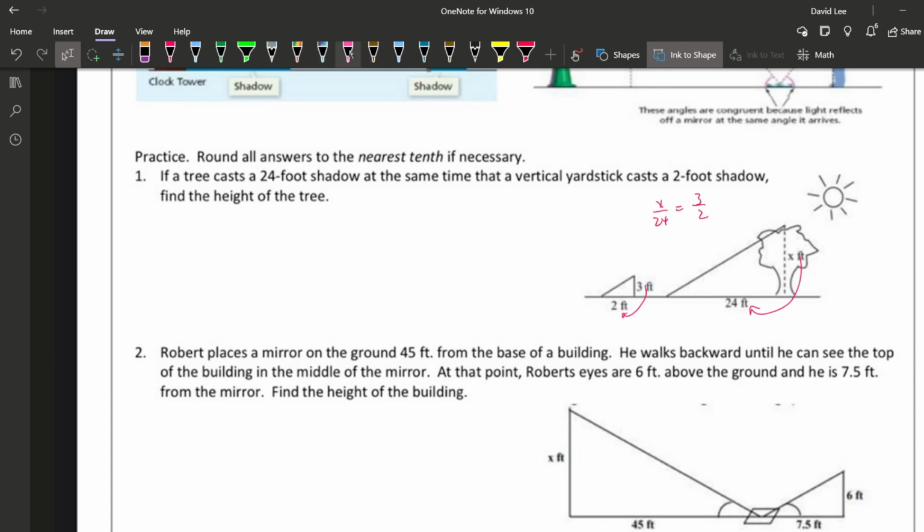Or you can do this divided by this equals this divided by this. They're both going to give you the same answer. So you could do x over 3 equals 24 over 2. Right? If you solve it this way, you end up getting 36. If you solve it this way, yeah, you end up getting 36. Same thing. And then make sure you put units, like 36 feet or something.